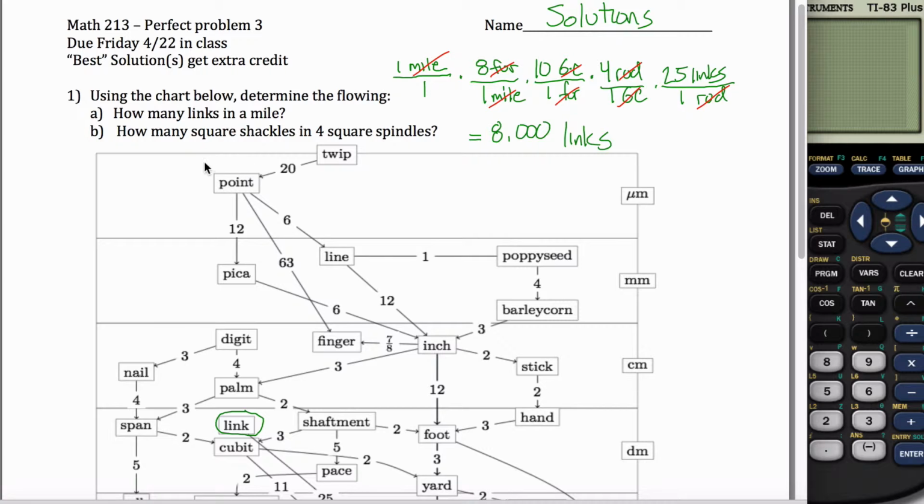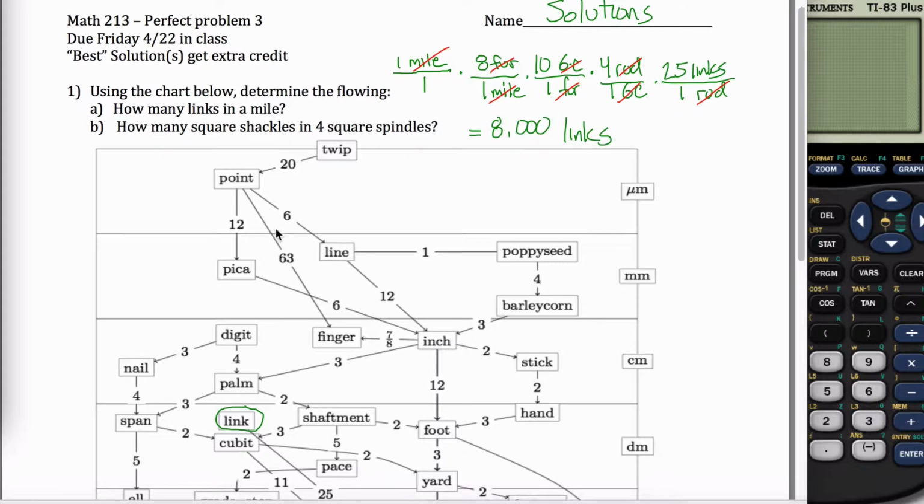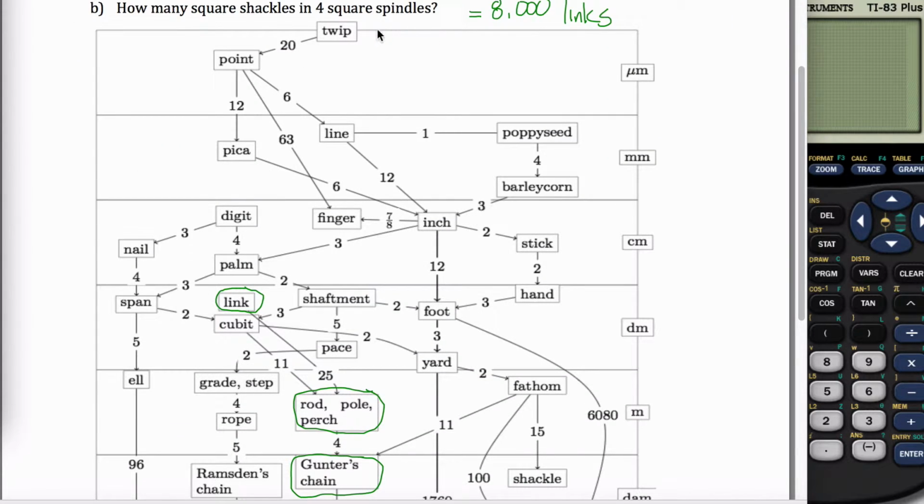We can do something similar to figure out how many square shekels are there in 4 square spindles. So if I have 4 square spindles, I might write that differently.